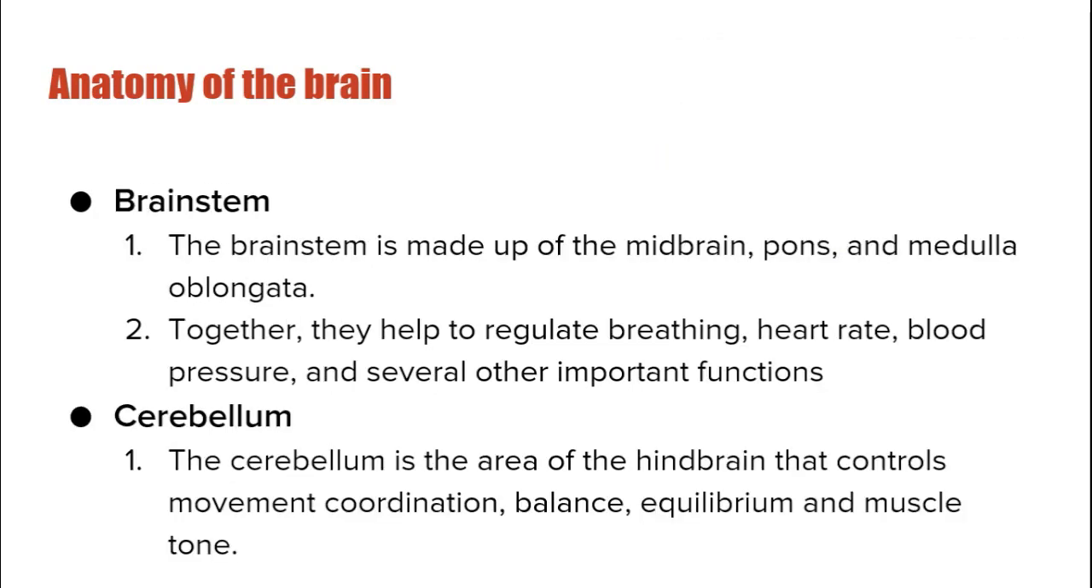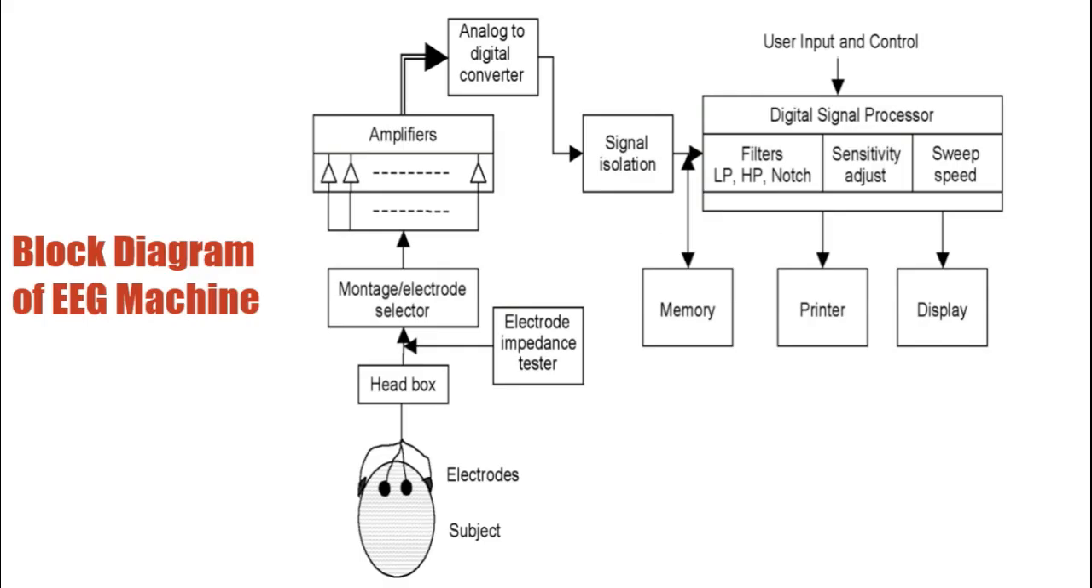Here is the brainstem. The brainstem consists of small parts of the brain which come together to regulate and control the blood pressure, heart rate, and breathing of the human body. The cerebellum is a part of the human hindbrain which is useful for controlling movement and coordination of the human body. From here, Rushikesh will continue.